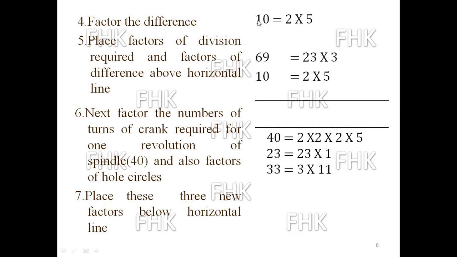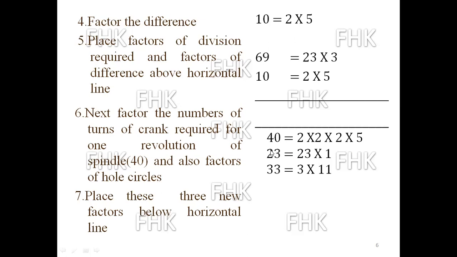And second number, take the difference value and write the factors above the horizontal line. And next is below the horizontal line. Below the horizontal line, the first number is 40, which is the standard number of teeth on the worm wheel. So make the factors of this 40, which is 2 multiplied by 2 multiplied by 2 multiplied by 5, and the product of this is 40.